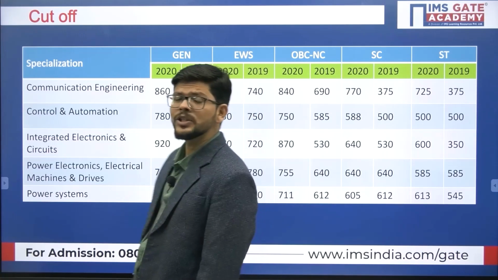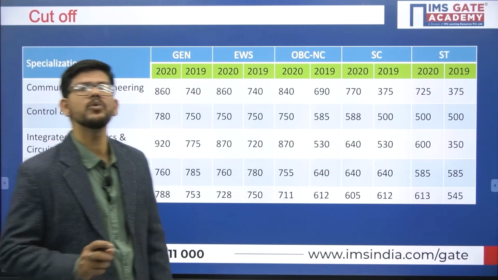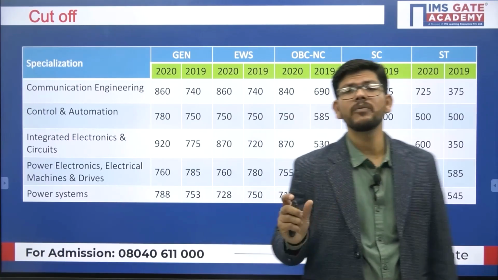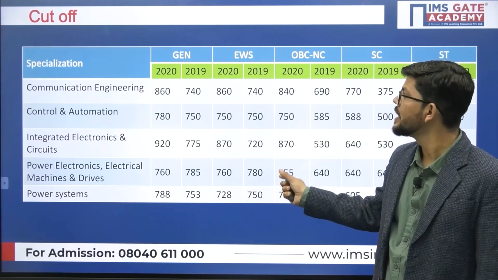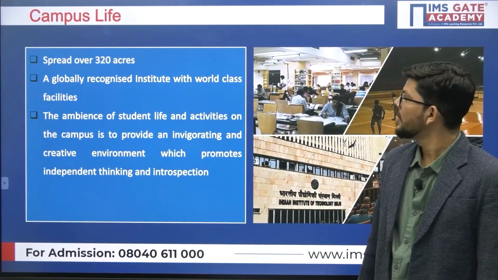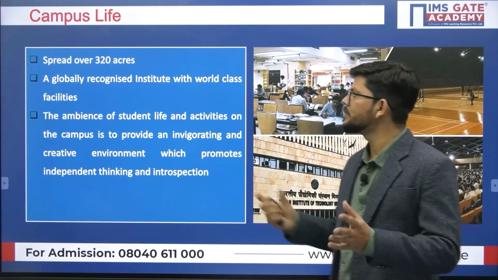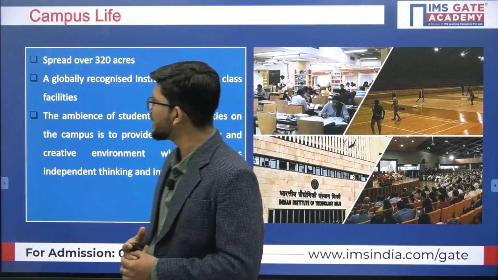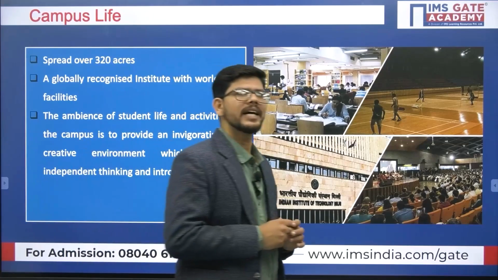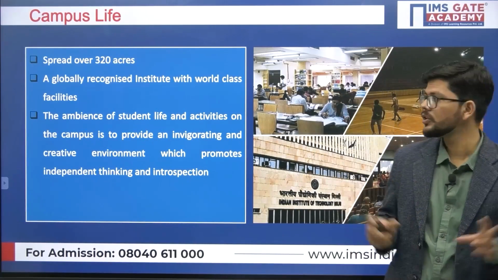So if your score is more than 750, you have a great chance of getting admission into IIT Delhi. Now, the campus life: it is spread over 320 acres of area. It is also a globally recognized, world-class institute.